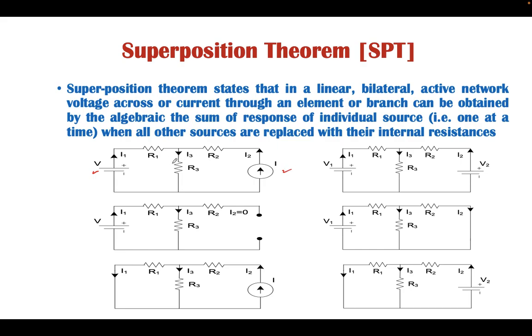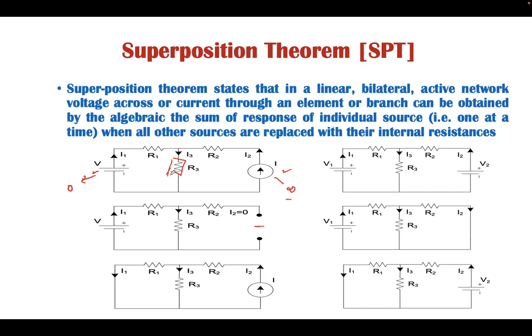To find the current in this resistance R3, we can consider this source first and then replace the other source with its internal resistance. The internal resistance of an ideal voltage source is 0. The internal resistance of an ideal current source is infinity, and hence when we replace the voltage source with its internal resistance, it creates a short circuit, whereas when we replace the current source with its internal resistance, it creates an open circuit.